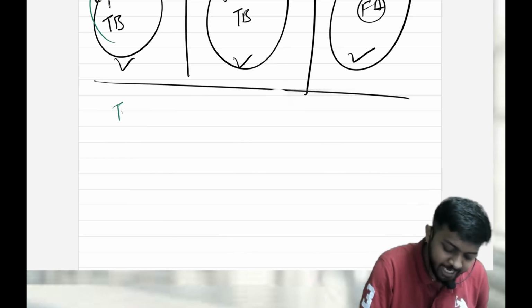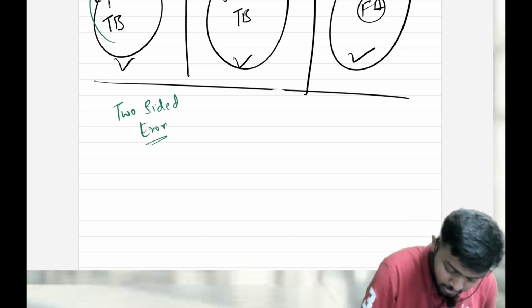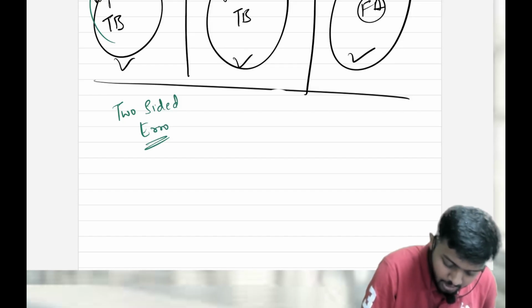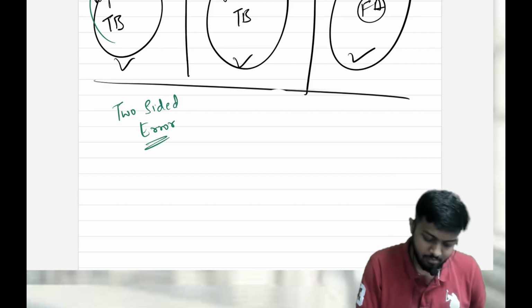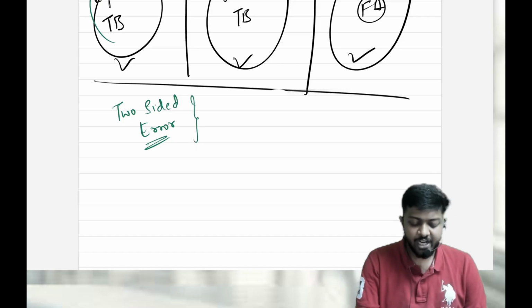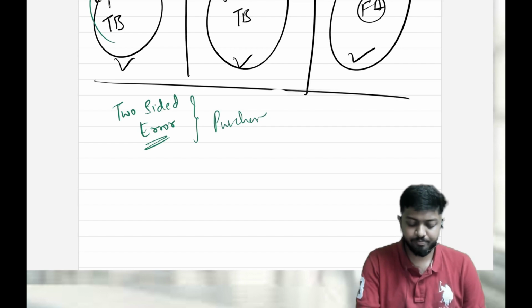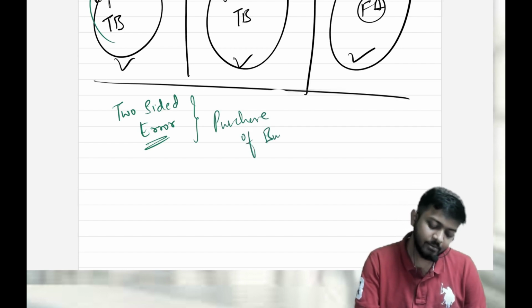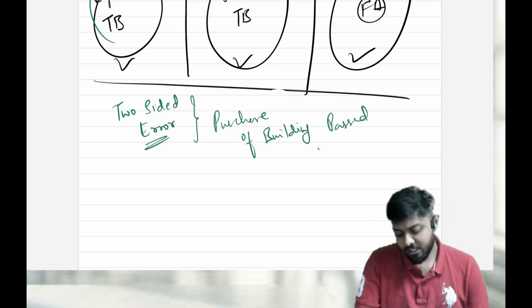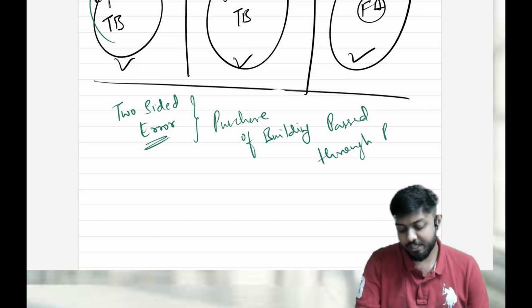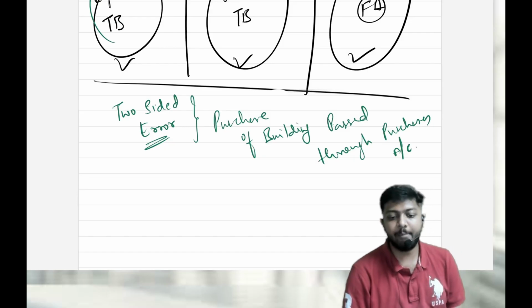So first I'll take two-sided error. Hey, I know the spelling of error. So, which error to take? I'll take purchase of building. This is a capital asset. Pass through purchases account. This is the biggest blunder, mistake, everything.